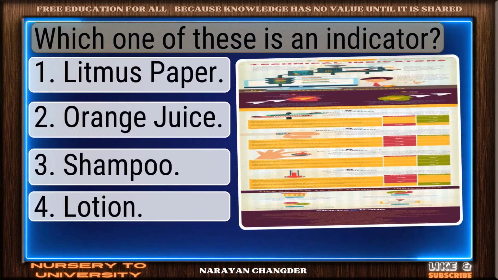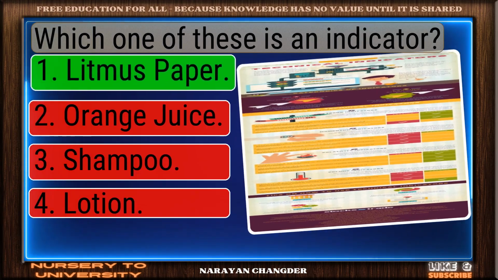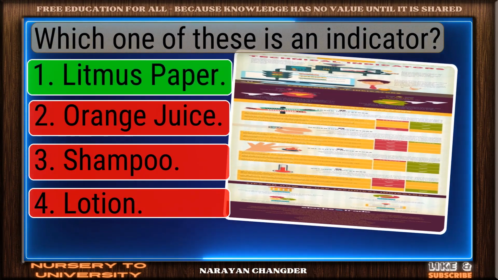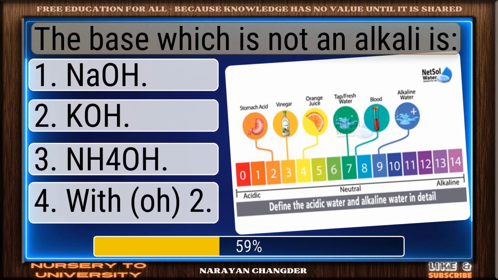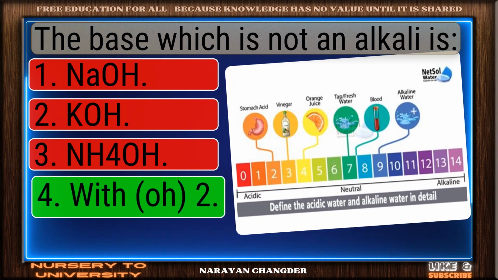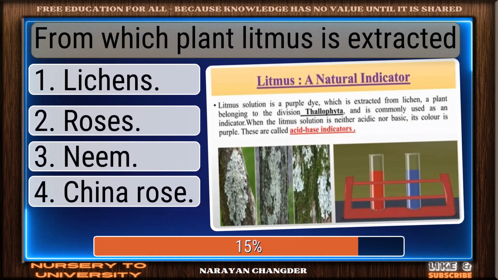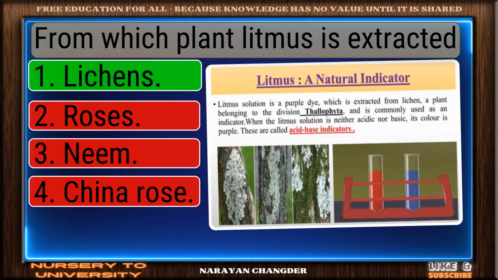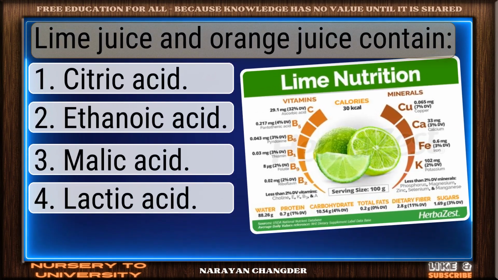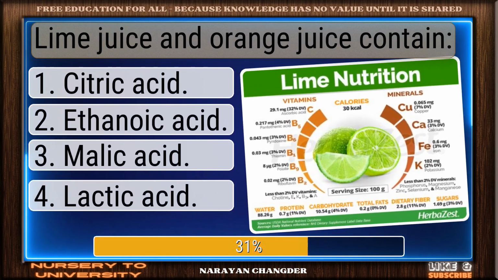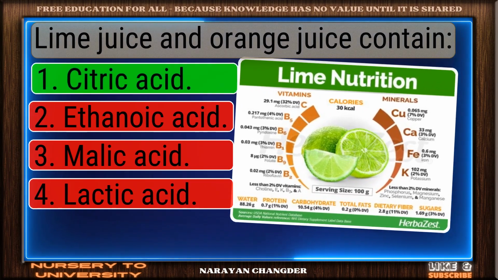Which one of these is an indicator? Good thinking. Litmus paper is right. The base which is not an alkali is... Correct response. Fe(OH)2 is accurate. From which plant is litmus extracted? Solid response. Lichens is valid. Lime juice and orange juice contain... Nice selection. Citric acid is correct.